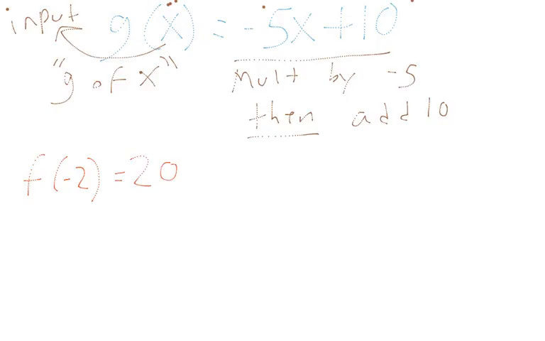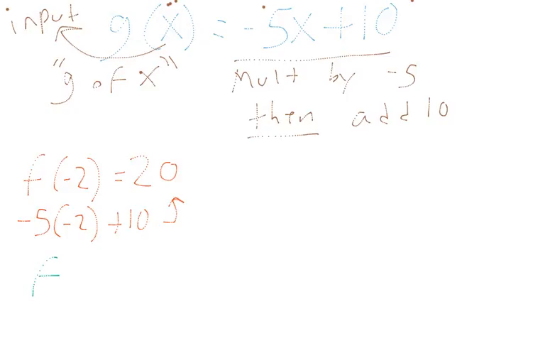Because I have -5 times -2 plus 10. If I showed the work, it'd be like this: -5 times -2, which is positive 10, plus 10, I get 20 right there.